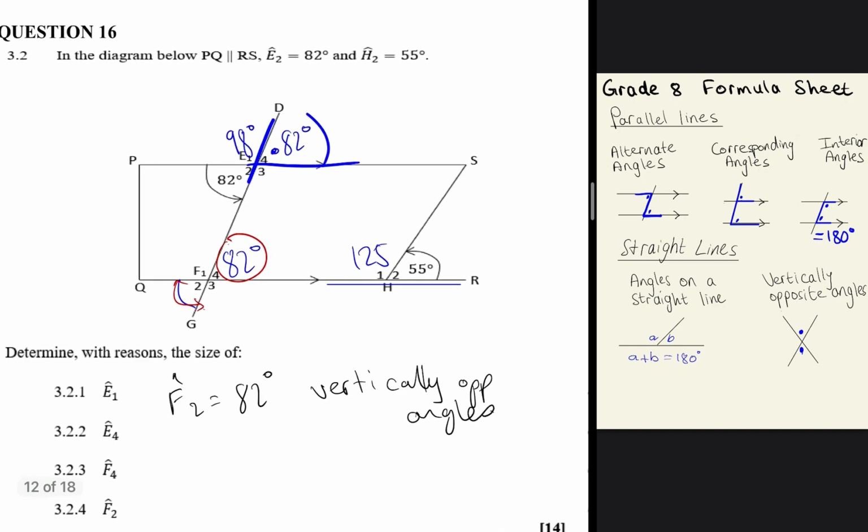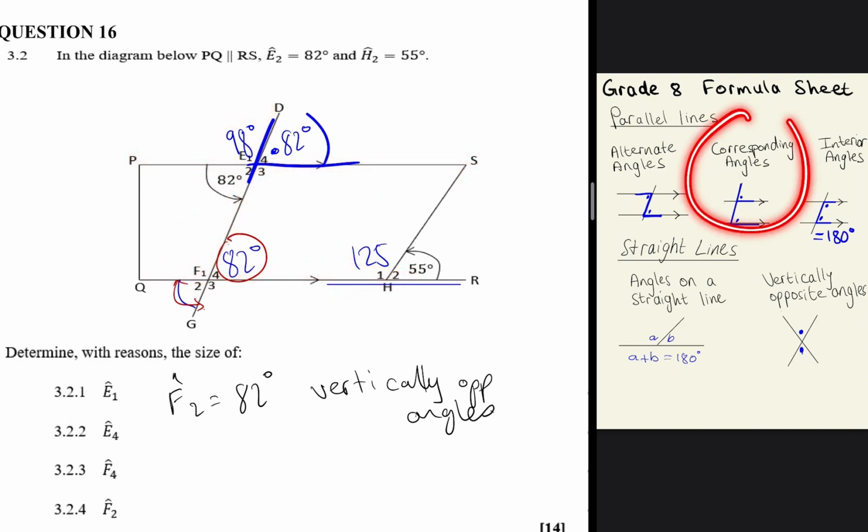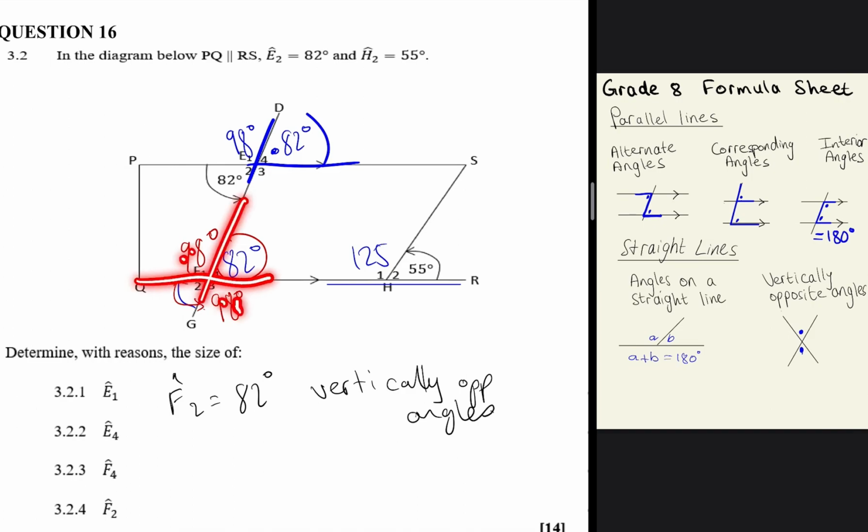Just want to show you another thing. If these are two parallel lines, they could have also asked this angle over here, F1. These two angles are also corresponding angles. Therefore, F1 equals this 98. And again, the reason is also corresponding angles. That's just different ways to do it. This one here is also 98, F3. Why? Because these two angles are vertically opposite, because here are the two straight lines and they are vertically opposite each other. That's why both of them are also equal to 98 degrees.